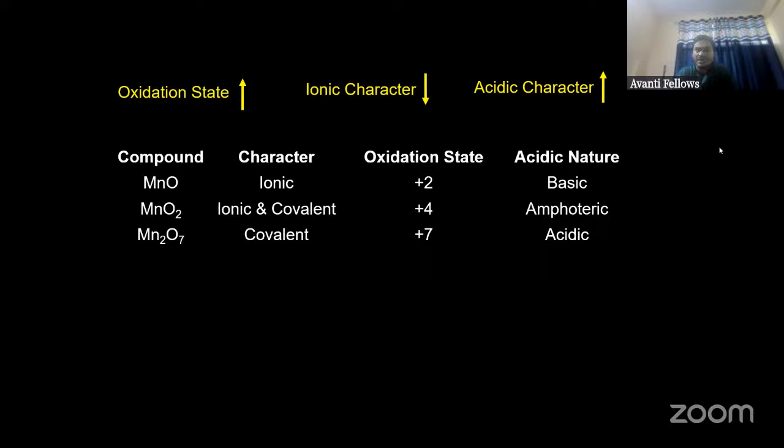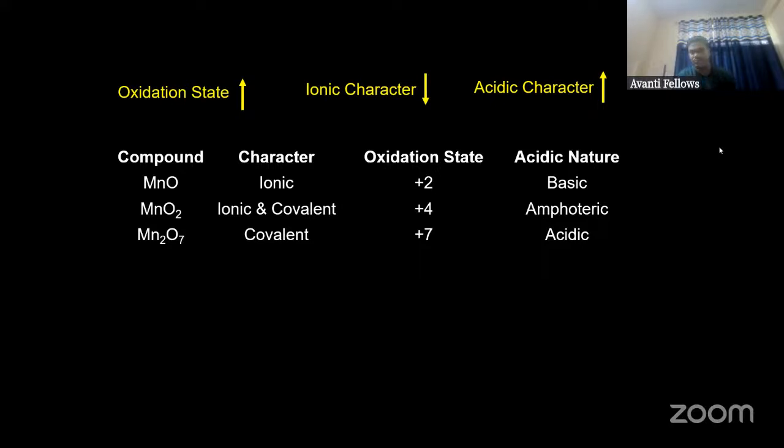अब देखो मेरे पास कौन कौन से कंपाउंड है. So we have compounds like MnO, MnO2, and the next is Mn2O7, right? Now, if we talk about the character, then MnO shows ionic character, MnO2 shows ionic and covalent character, and Mn2O7 shows covalent character. Their oxidation states, देखो ध्यान से. MnO shows plus 2 oxidation state, MnO2 shows plus 4, and Mn2O7 shows plus 7 oxidation state.